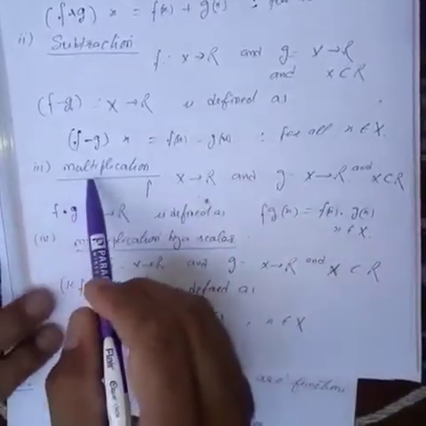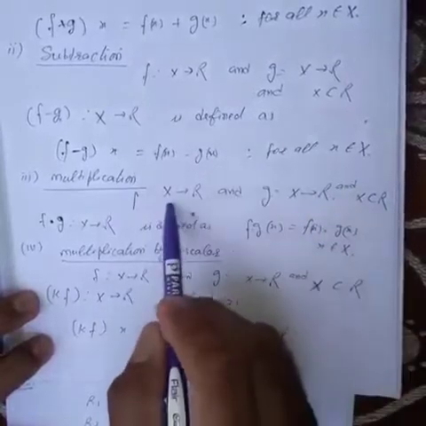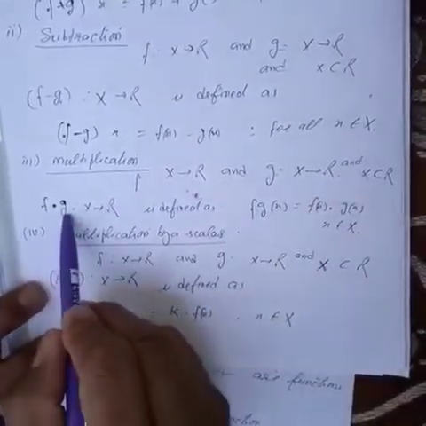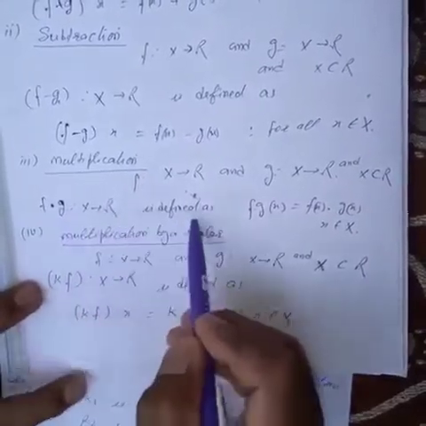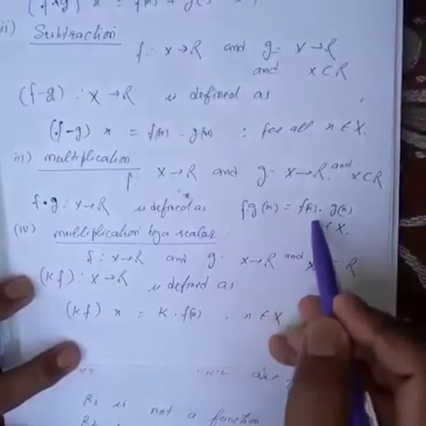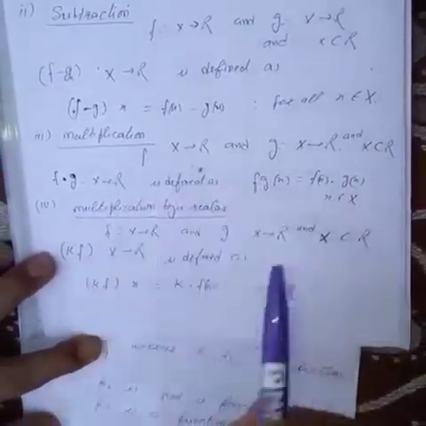Now similarly, multiplication. Again f and g are two functions defined from X to R, where X is a subset of R. Now f into g will be a function from X to R, defined as (f into g)(x) will be equal to f(x) into g(x), where x is an element of set X.